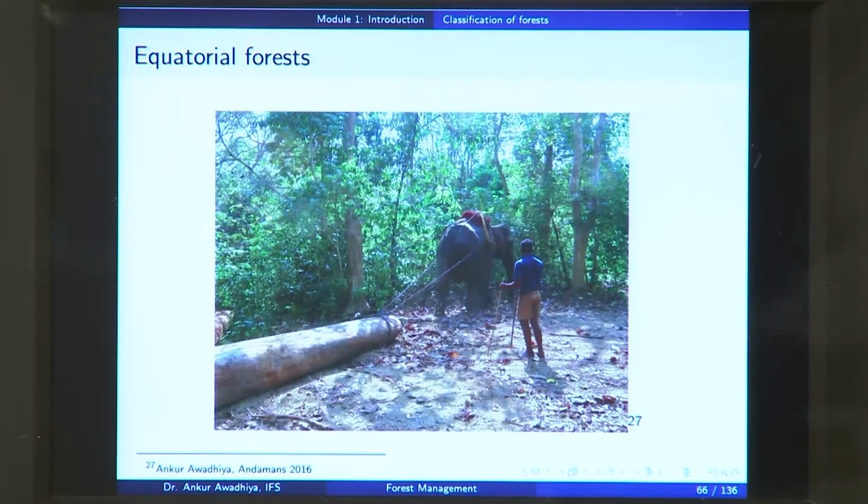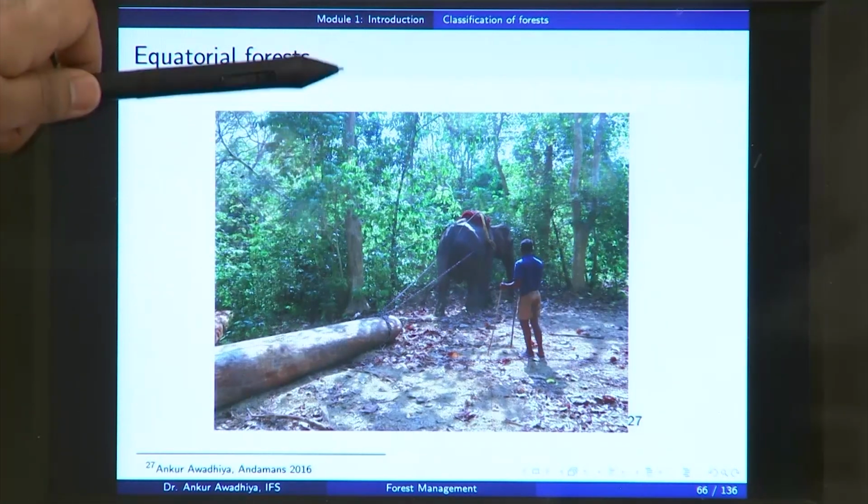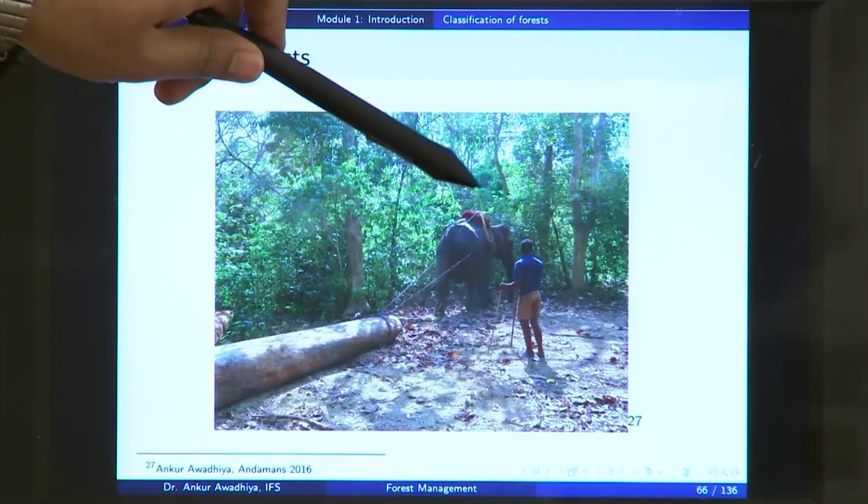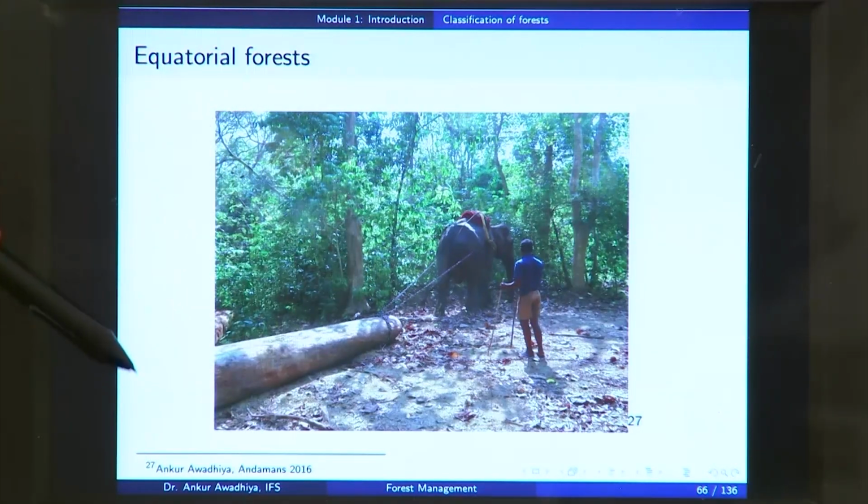Now, if we have a look at the equatorial forest, like this forest in the Andamans, here you can see that the vegetation is very dense. So, you cannot cross these forests easily without cutting the trees. The trees are of a very great height. Like you are using this elephant, and you can see that the size of this log is very big.